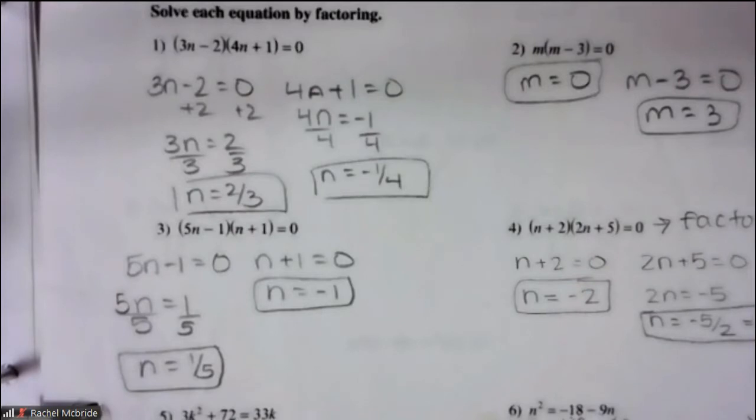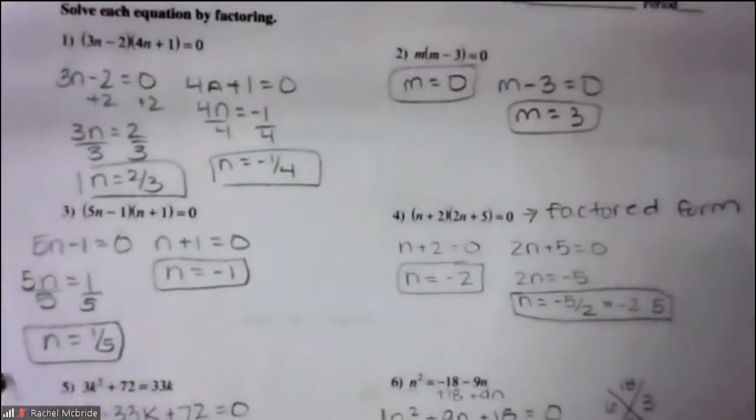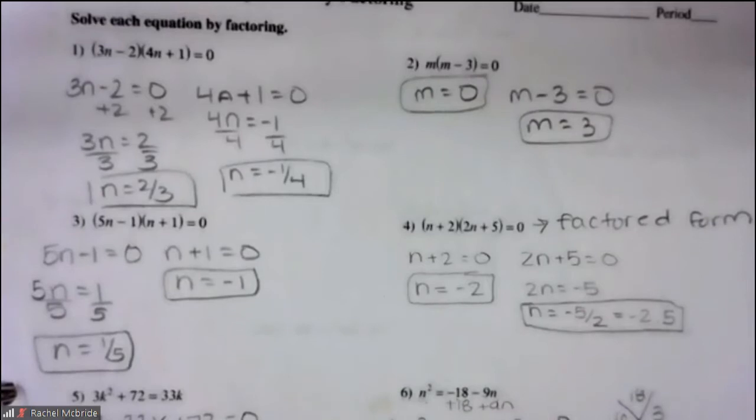So we have factored form and standard form, and you have to really know and recognize which form is which when we're solving. So 1, 2, 3, and 4 are in what we call factored form. All you had to do was apply the zero product property and solve for the variables.